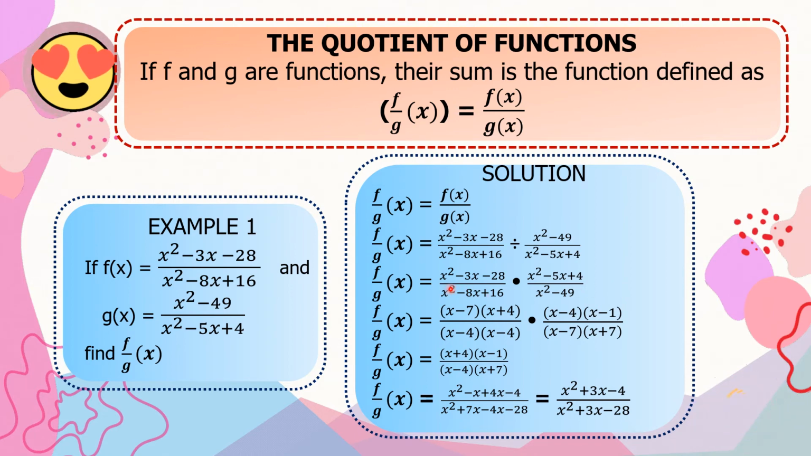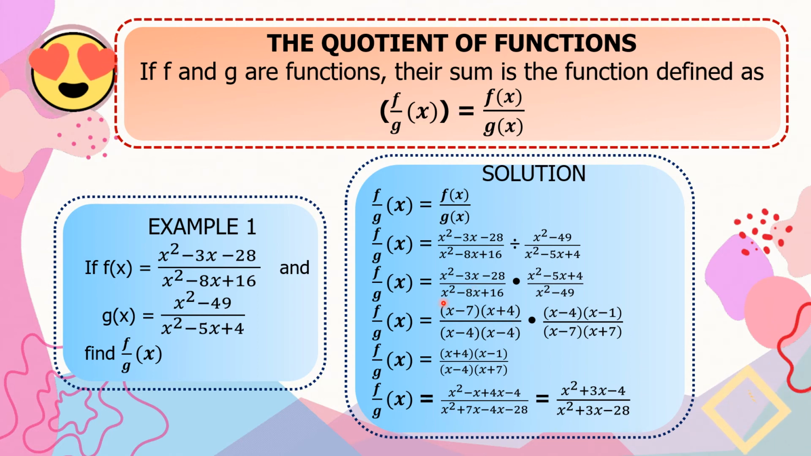So, the factor of x squared minus 3x minus 28 is x minus 7 times x plus 4. How is this factored? The factor of x squared is x times x. The factors of negative 28 that give the negative 3x in the middle are negative 7 and positive 4. So, multiplying negative 7 times positive 4 equals negative 28, and adding negative 7x and positive 4x, the answer is negative 3x.